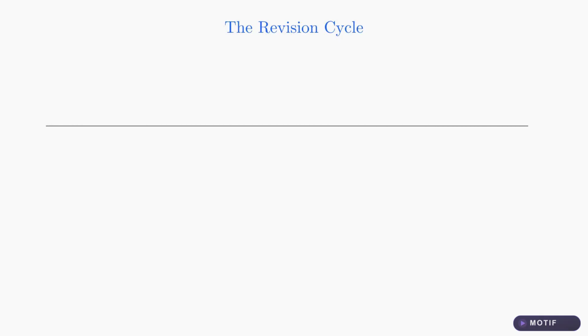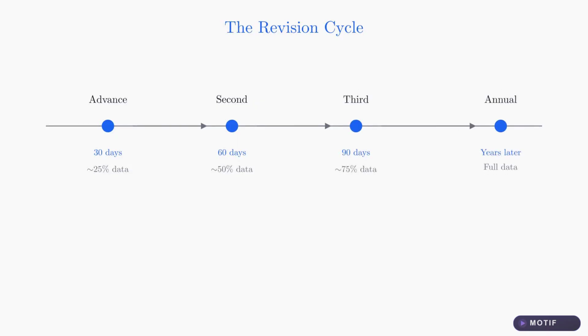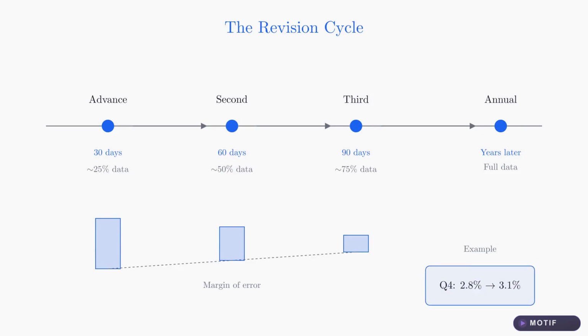GDP is not published once and forgotten. In the United States, the BEA releases an advanced estimate just 30 days after a quarter ends, using only about a quarter of the final data. A second estimate follows at 60 days, and a third at 90 days, each incorporating more complete information. Annual and benchmark revisions can continue for years. It is common for the final figure to differ from the advance estimate by half a percentage point or more.